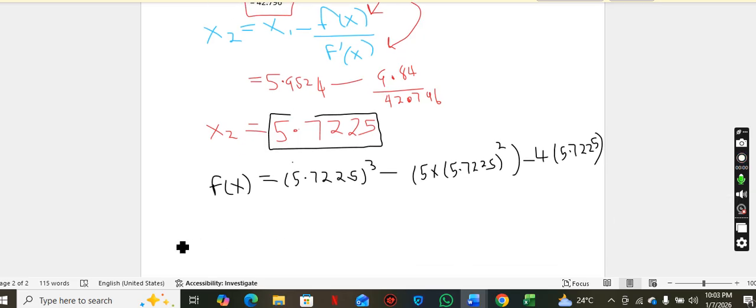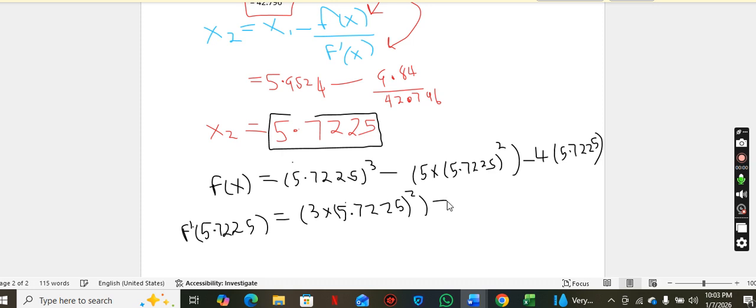And you also put it in the derived function. The derived function was 3x squared minus 10x minus 4, so 3 times 5.7225 squared, minus 10 times 5.7225, minus 4.